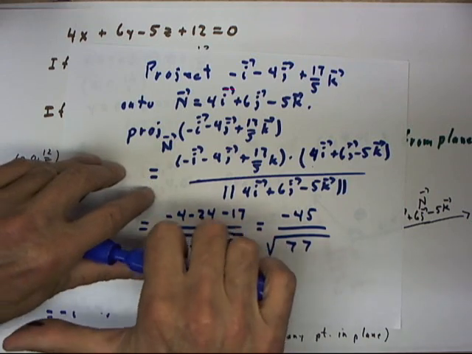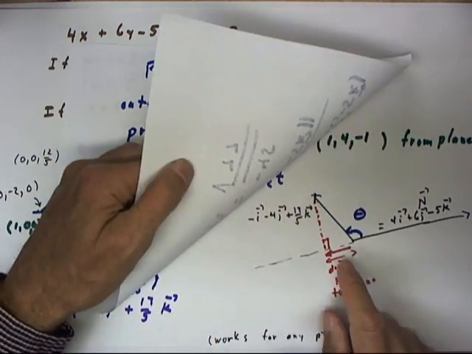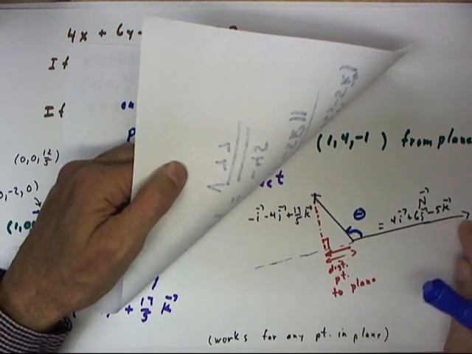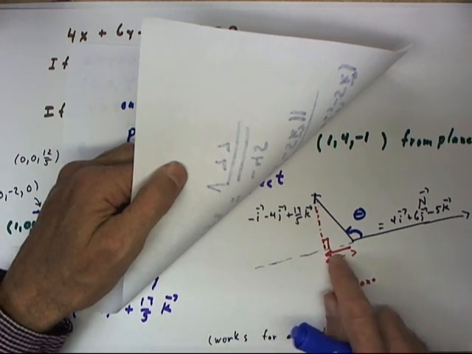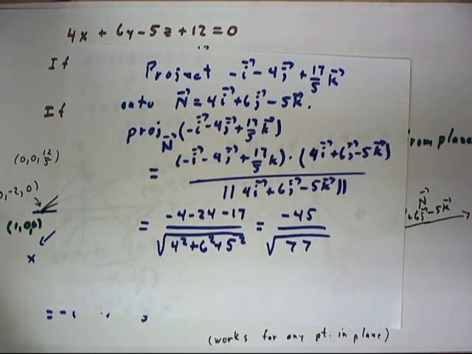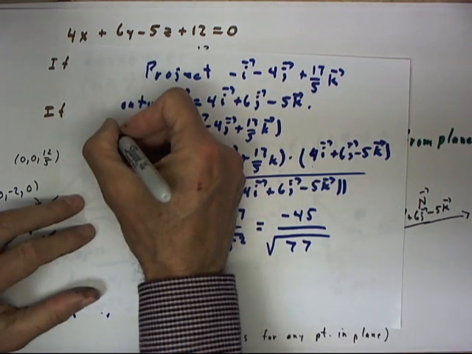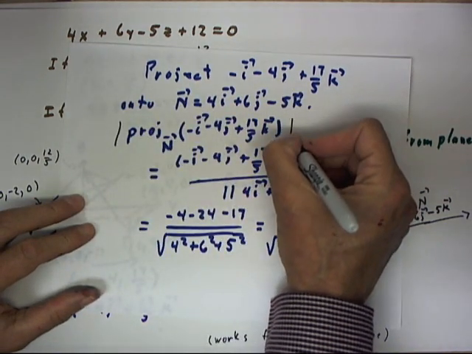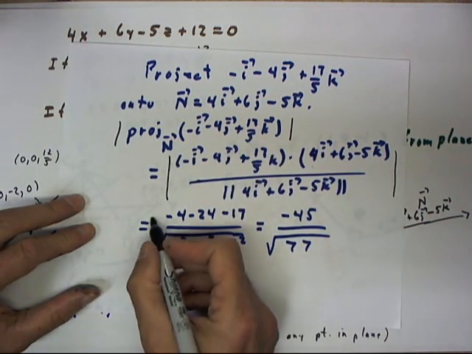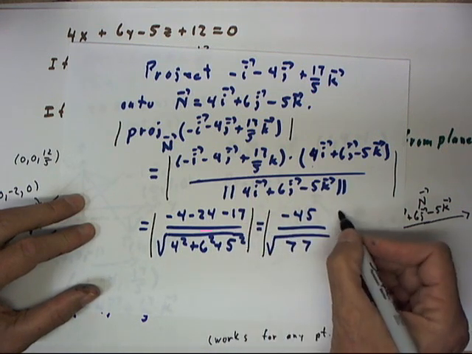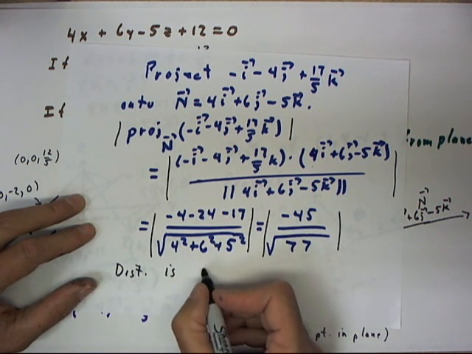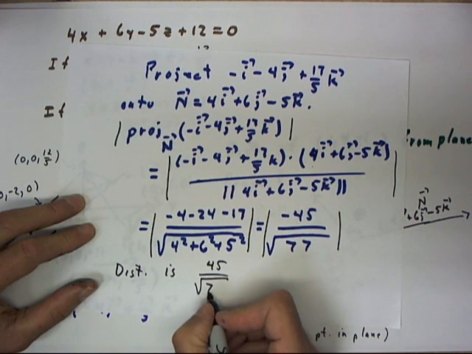Now that's not actually a distance, that's negative, and as we see from the picture here, this vector is at an angle greater than 90 degrees with respect to the normal, so the projection actually goes in the direction opposite that of the normal vector, and that's why we have a negative here. If we want to make this into a distance, we just put absolute value signs around it, and we find that the distance is 45 over the square root of 77.